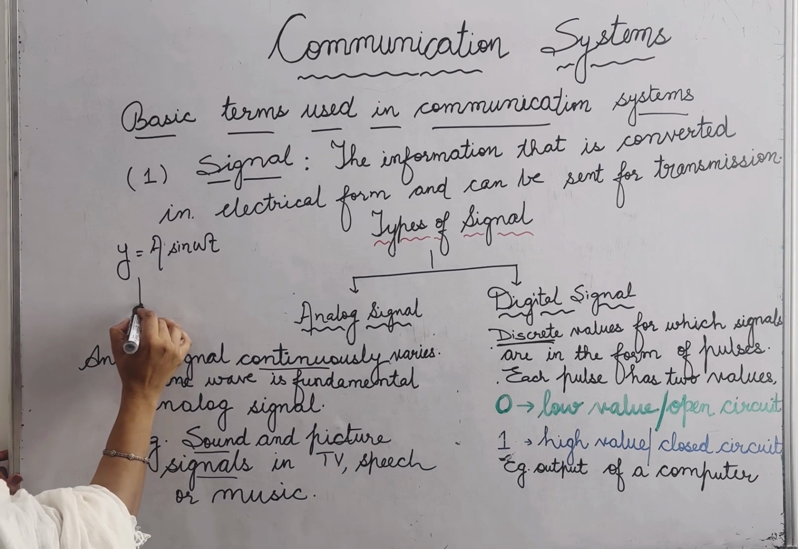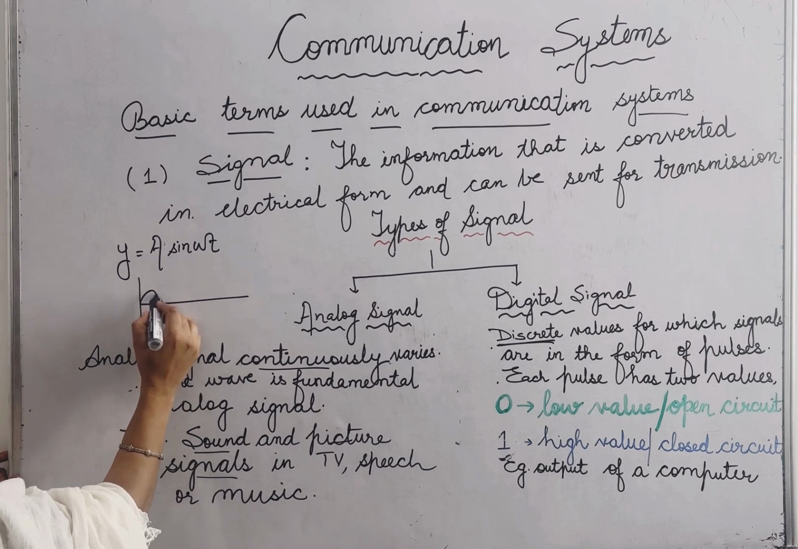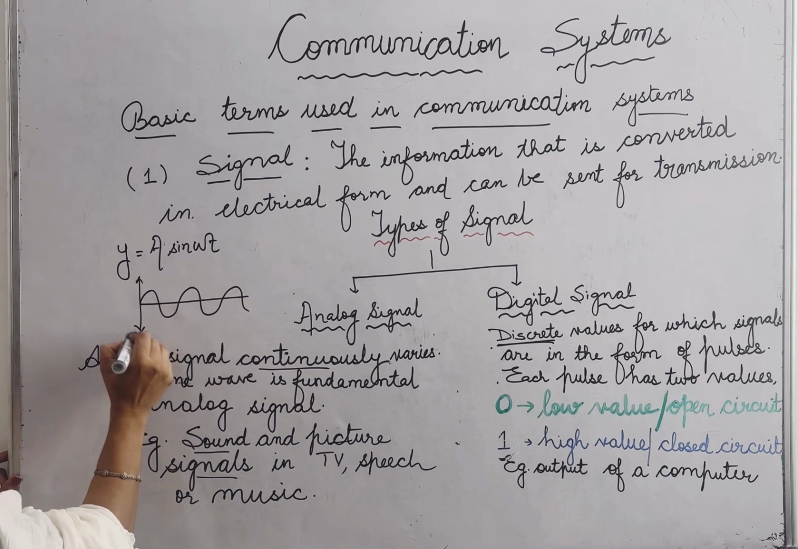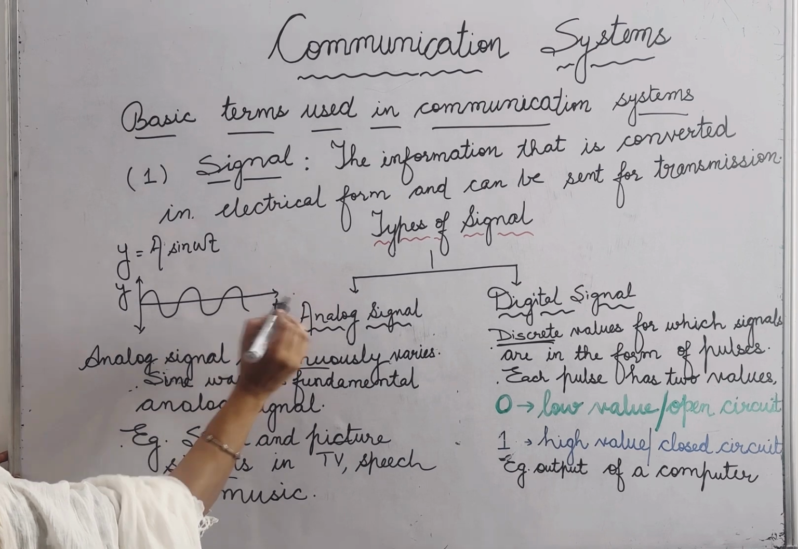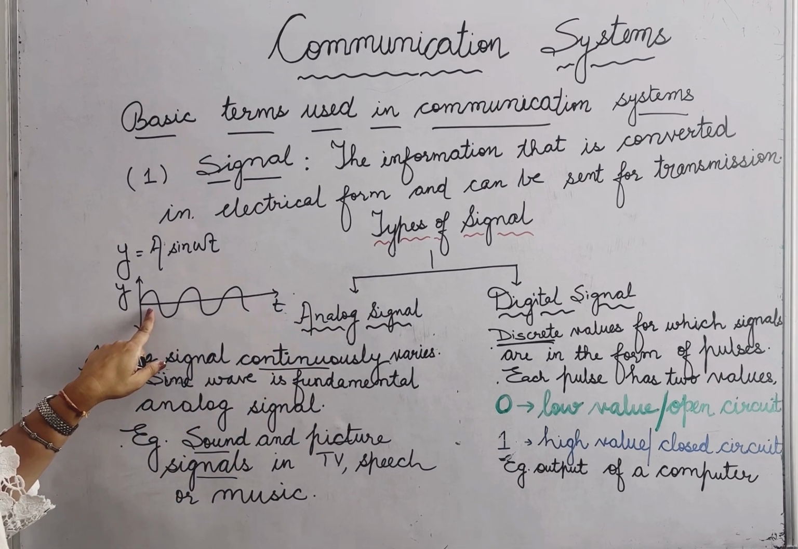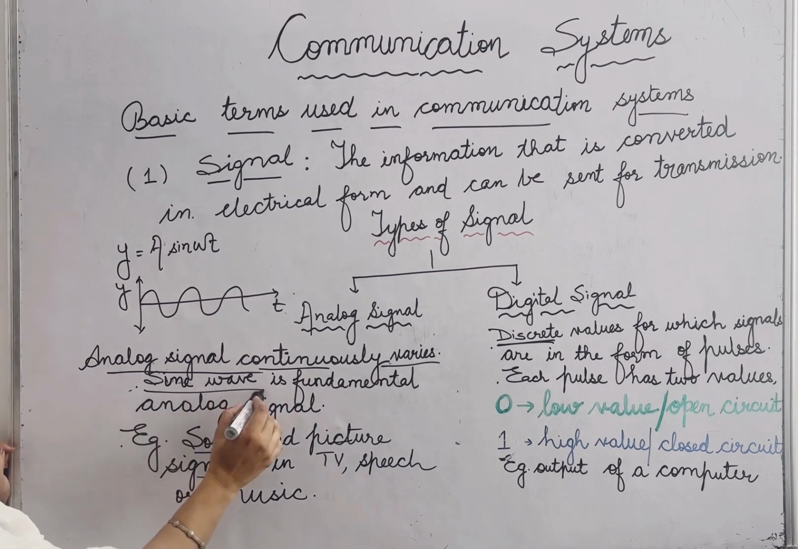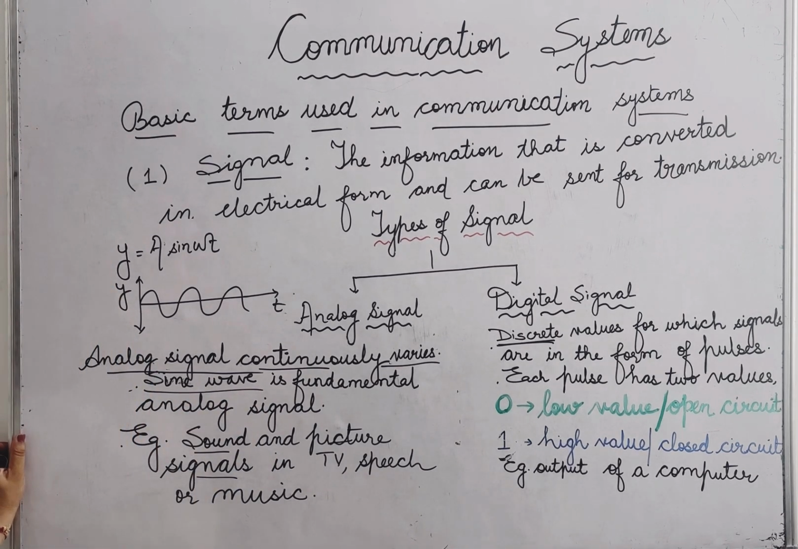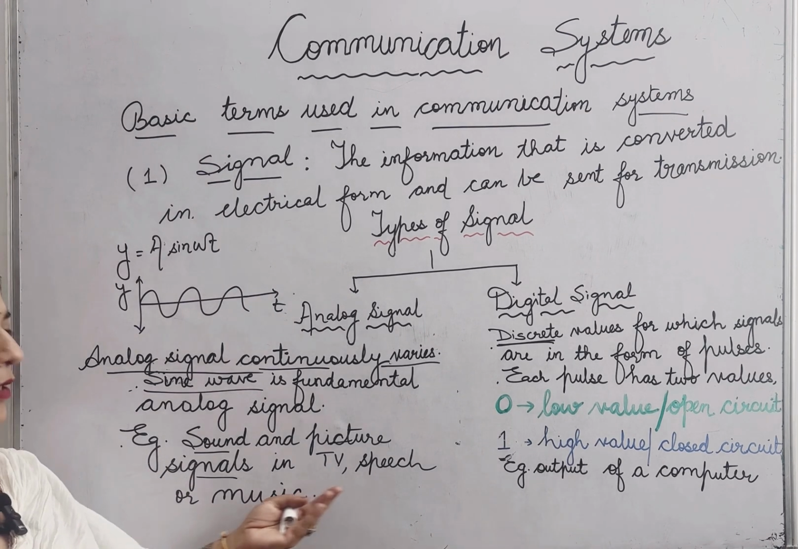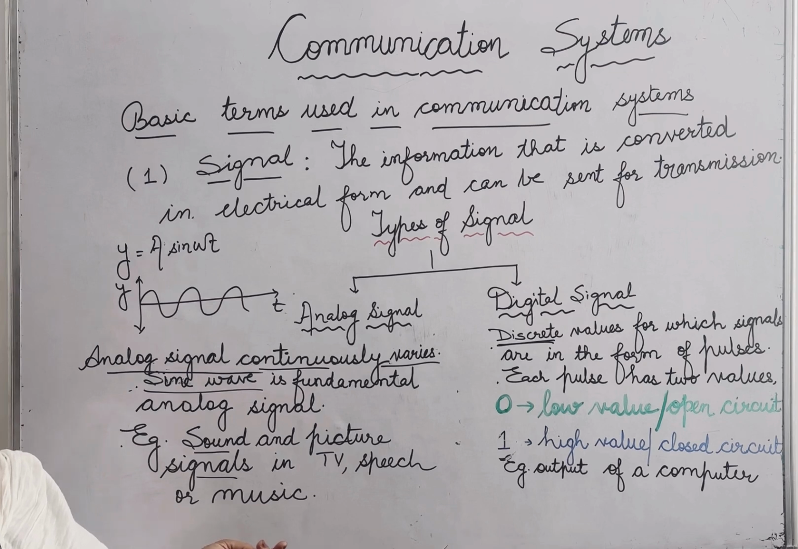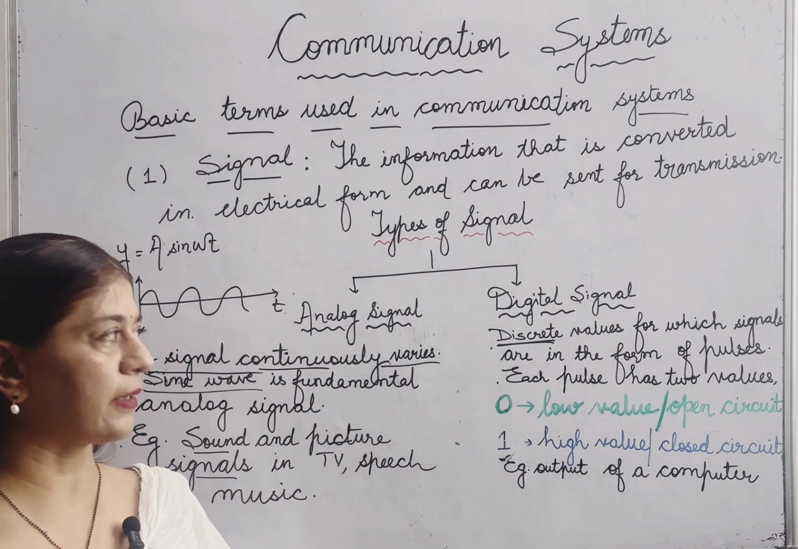On plotting the values of sine, you get this type of waveform. Now you can see that at every point of time you are having varied values. So analog signal continuously varies and we are taking the sine wave as its fundamental signal. And the examples of analog signal are any speech one is giving, the variation is there continuously, or the music. Sound and picture signals in TV, speech, or music are examples of analog signal.